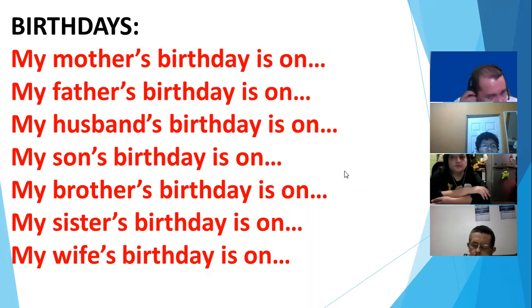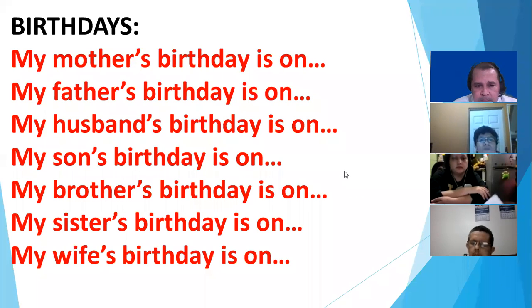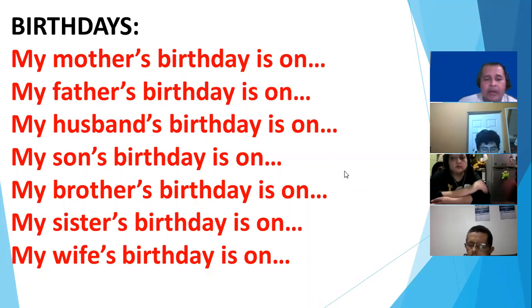My mother's birthday is on September 5th. Okay. My father's birthday is on May 5th. My son's birthday is on November 20th. My brother's birthday is on June 17th. My daughter's birthday is on April 10th. April 10th. Okay, very good. Thank you. Now let's continue with Kayla.